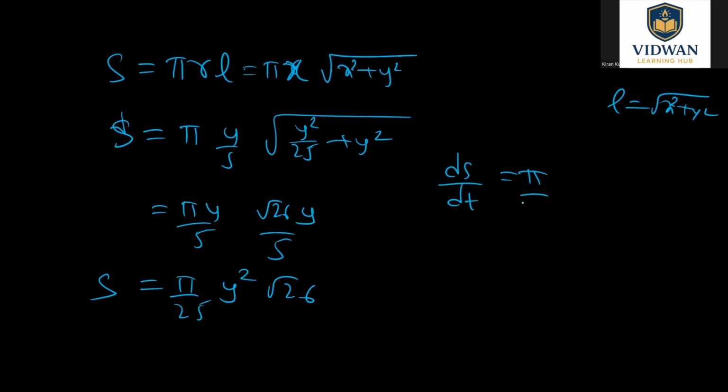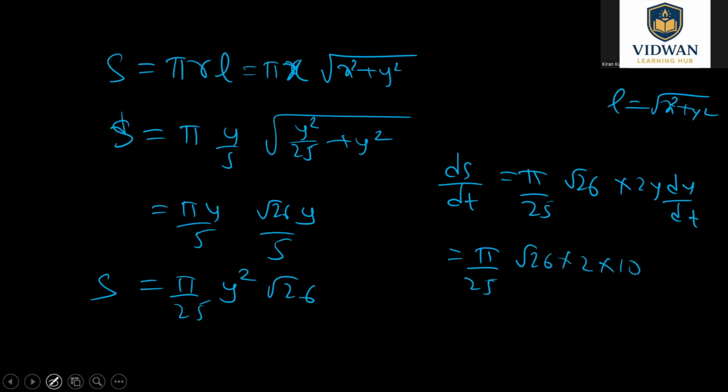Pi by 25 into differentiation of y square, you should write 2y dy by dt. So that would be pi by 25 root 26 into 2 into y is 10. And what is dy by dt that we got already? 1 by 4 pi. So let's calculate this and see. So what does it simplify to give you? So this pi will cancel anyway. So we have 25 into 4 here and 20 here, which will cancel 5 times. So root 26 by 5.